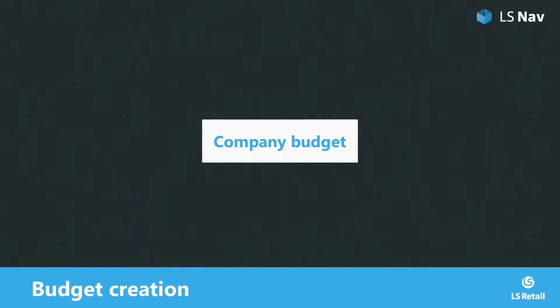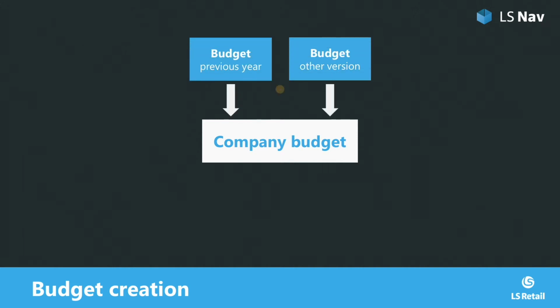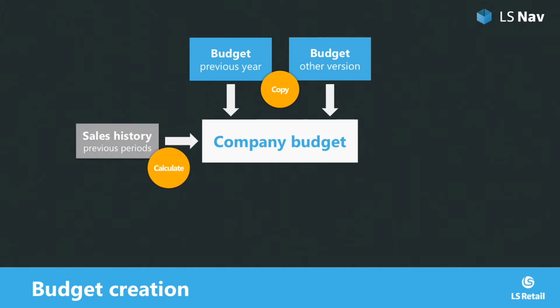When you create a budget, you can start from scratch with an empty budget. But it's much easier and faster to start your work by copying from an existing budget, which could be a budget from a previous year or any other existing budget. Another commonly used approach is to calculate a budget from a sales history. Take the results from a previous period, apply an adjustment factor, and simply calculate a new budget.